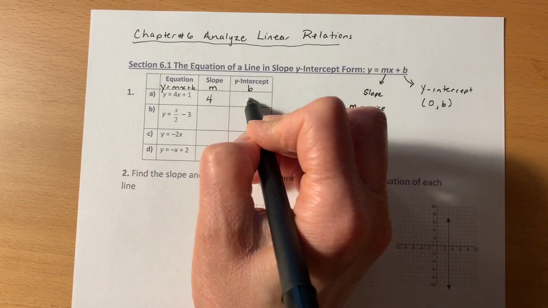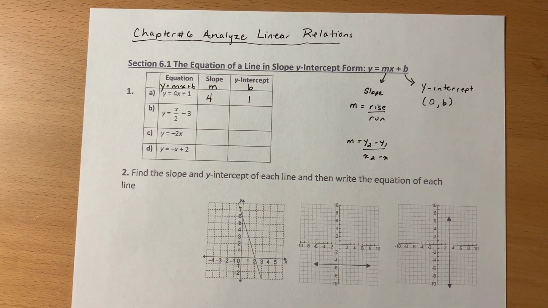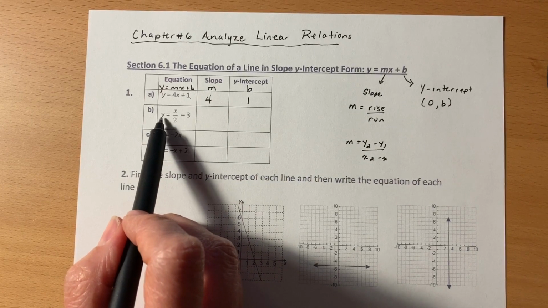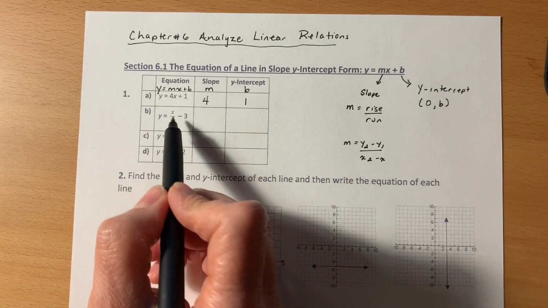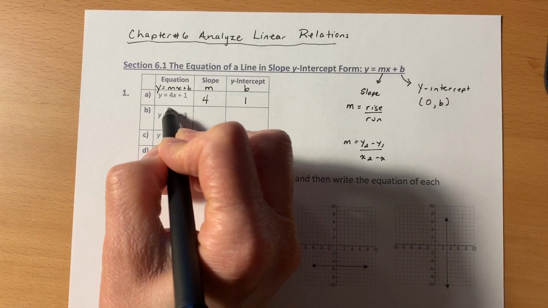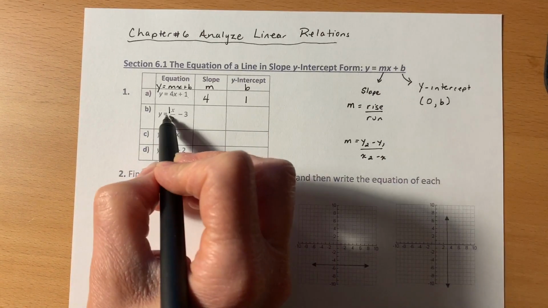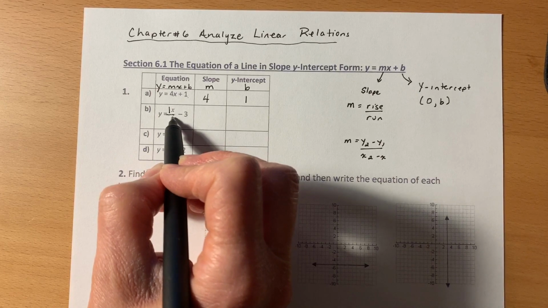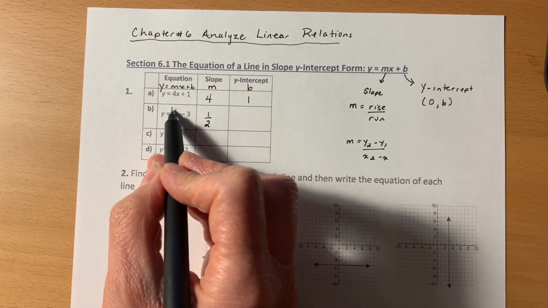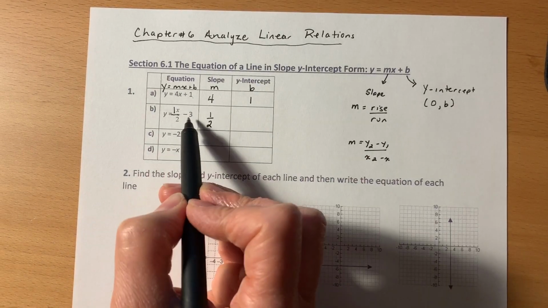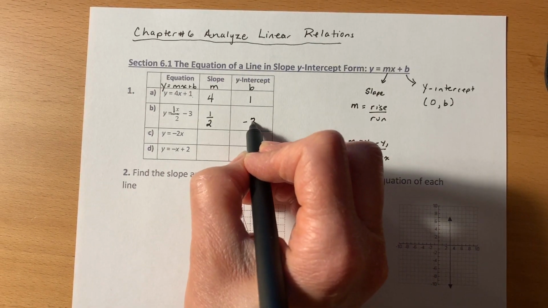B is positive 1. Okay, let's look at this one, y equals x over 2 minus 3. So you got to remember what number is in front of this x here. There's a 1. So the slope is 1 over 2. Okay, remember x is your independent variable, so you don't include it. There's your b value, negative 3.